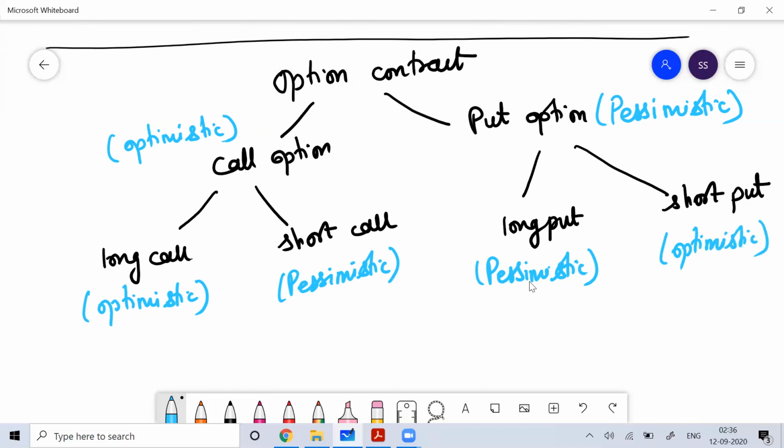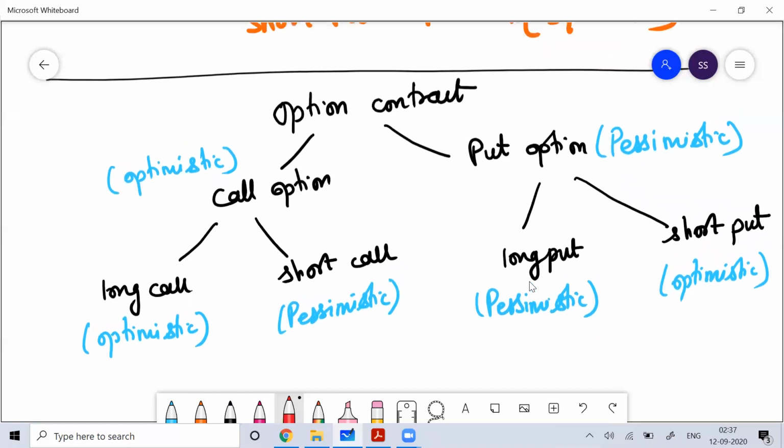So I hope you can understand. Now, if you are bullish or optimistic about the market, what you can do is take either a long call or a short put. If you're pessimistic on the market, then you can take either a long put or a short call. So you can understand that while trading, you can use these strategies.